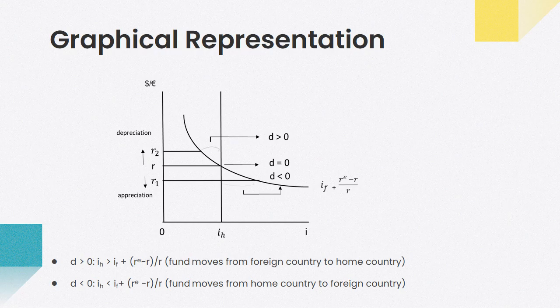In this case, investors are unwilling to hold euro deposits, or they try to attract dollar holders by offering a better price for dollars. Again, when R decreases to R1, the opposite case will happen. That means there will be an appreciation of domestic currency. So when D is less than 0, IH is less than IF plus (RE minus R) by R. That means fund moves from home country to foreign country.